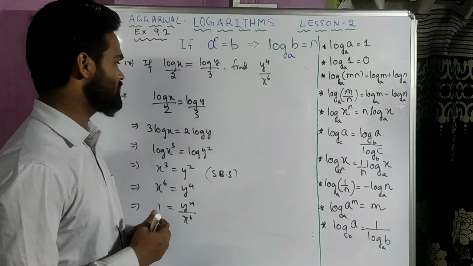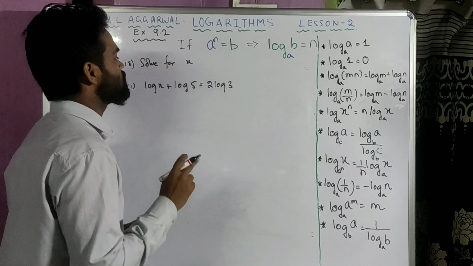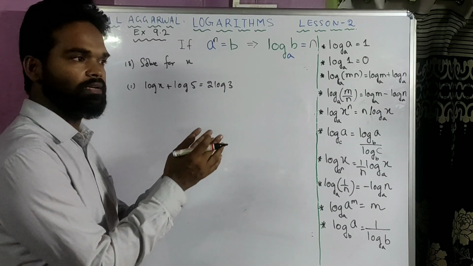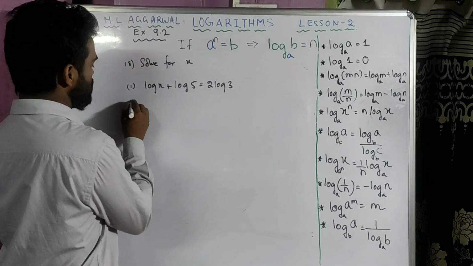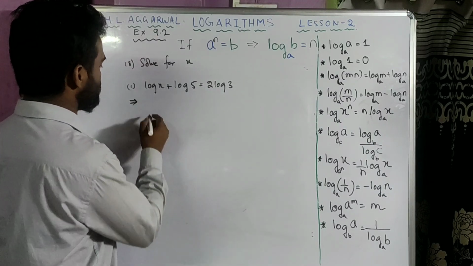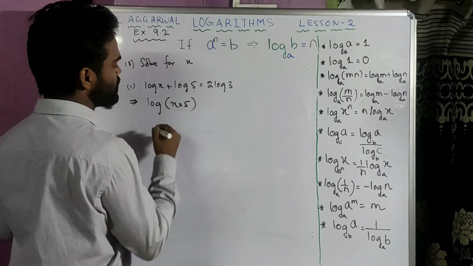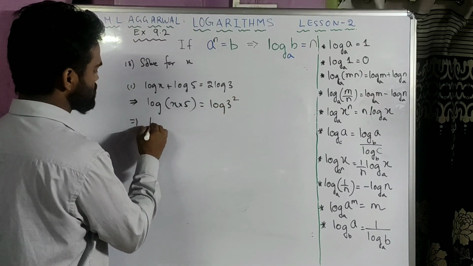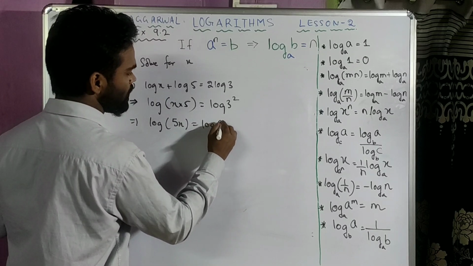Now we look at the next sum. You can pause the video and try the sum. Now look at 18 part 1. Solve for x. Log x plus log 5 equals 2 log 3. Whenever this kind of question comes, try to express LHS and RHS in a single log. Now log x plus log 5 in a single log will be log x into 5. And this will be log 3 square, which means log 5x equals log 9.